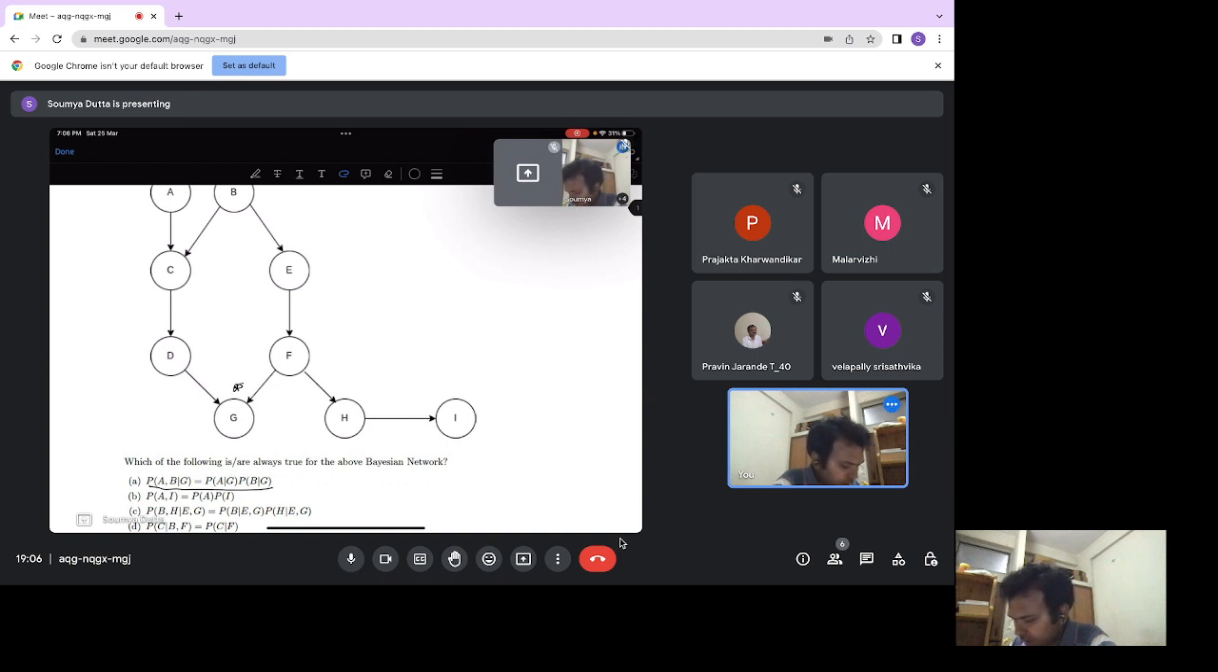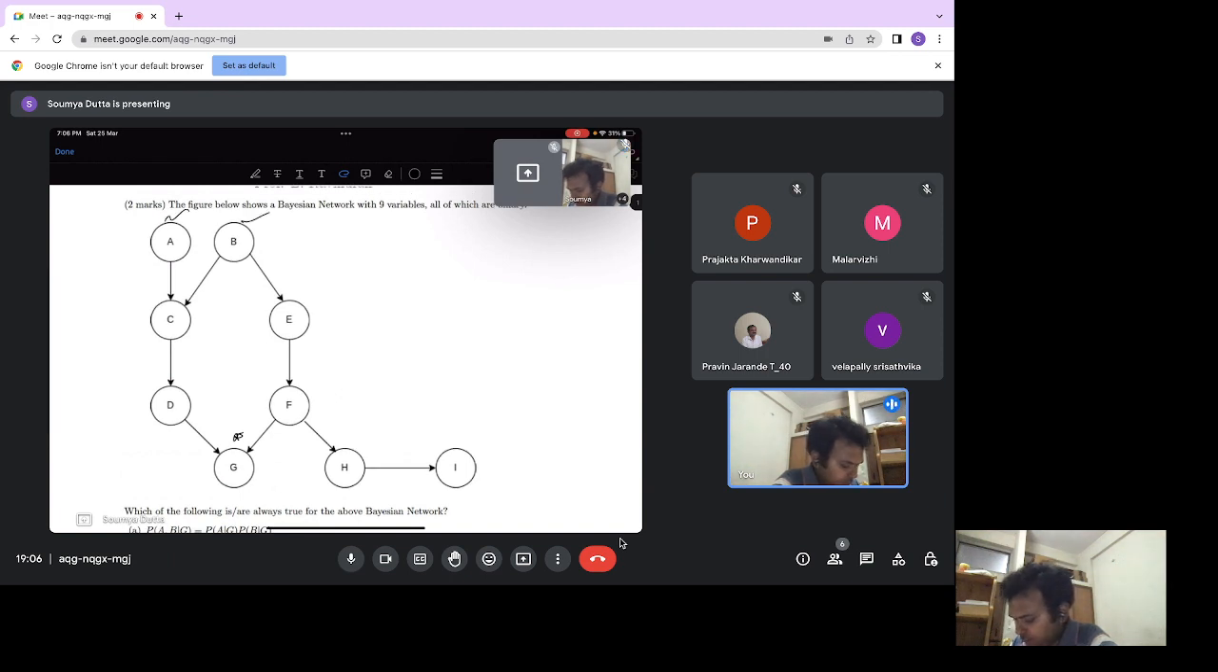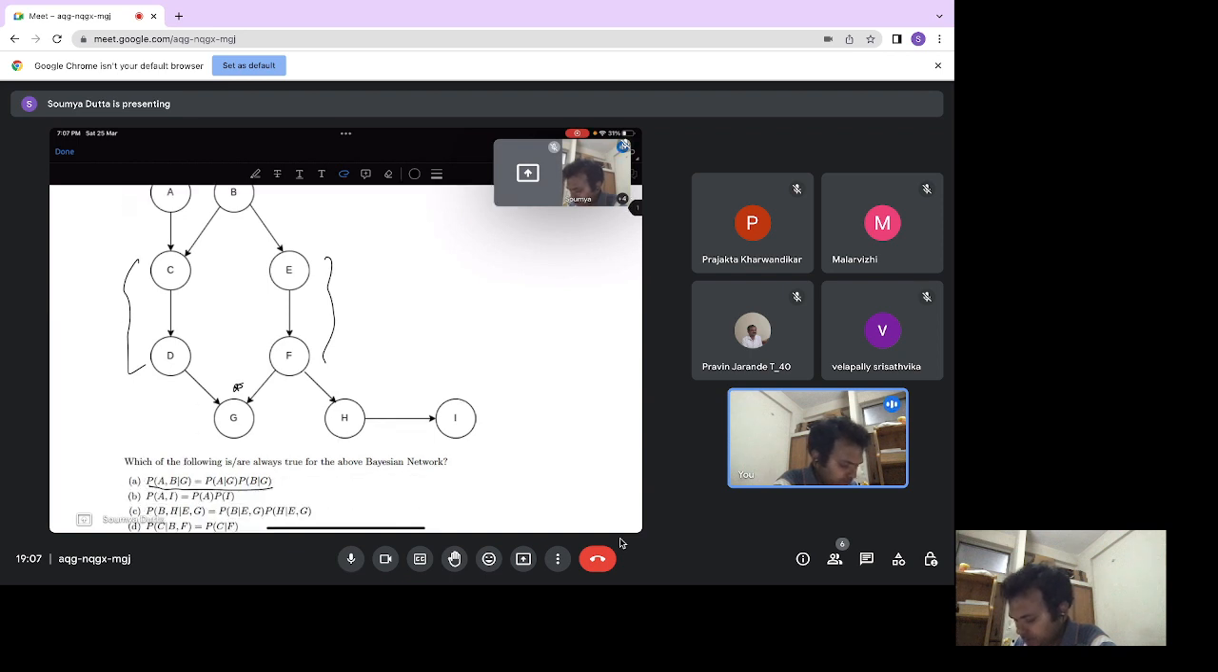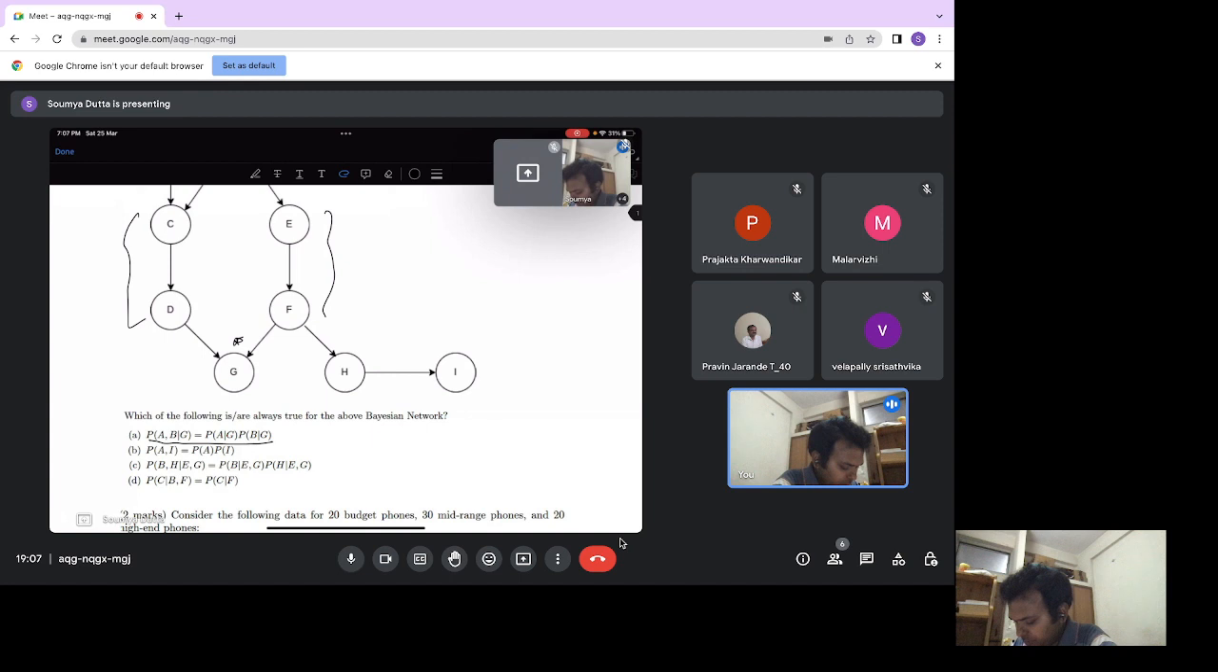So G is here and A and B are here. If G has been given to you, that doesn't mean A and B become independent, because B affects G through both C and E, and C and E affect D and F respectively, which finally go and affect G. So just because you know G doesn't mean A and B will become independent. There will still be some dependence due to all these different nodes, and therefore the first option is not correct.